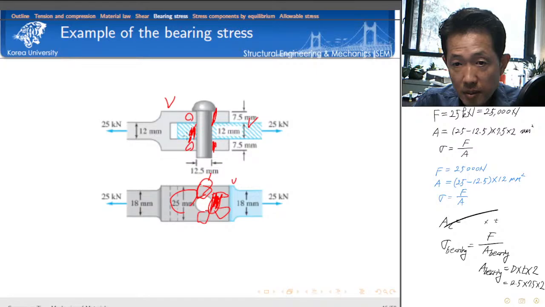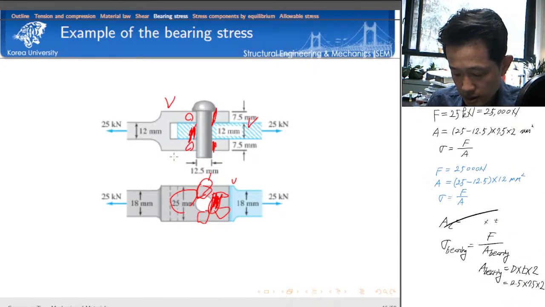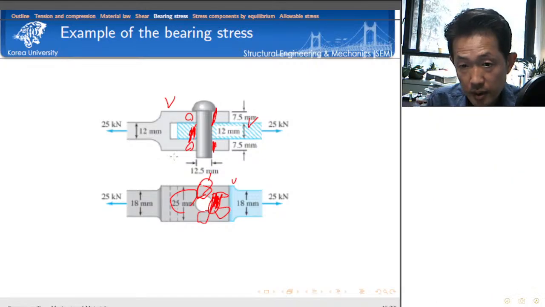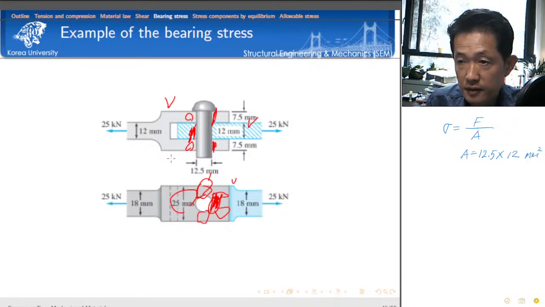And then can you calculate the bearing stress for the blue part too? Yes, calculation is straightforward. Its calculation is also the same. Stress is force divided by the bearing area. The force is 25,000. Then the area is the diameter 12.5, and then the thickness is 12 millimeters. That's it. Okay. It's very easy.